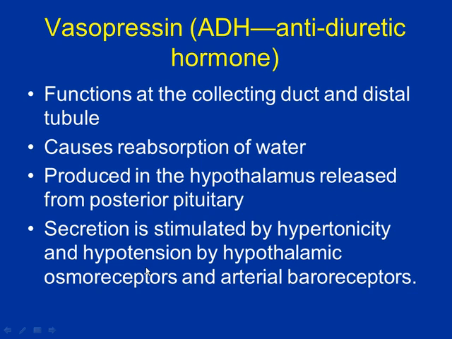The other thing is hypotension. What's happening to your blood pressure? A drop. Why is it pulling water in then? To increase your volume, which increases your blood pressure. Right? So the hypothalamus detects these things. So for the tonicity, it's osmoreceptors. For the tension, it's the baroreceptors.